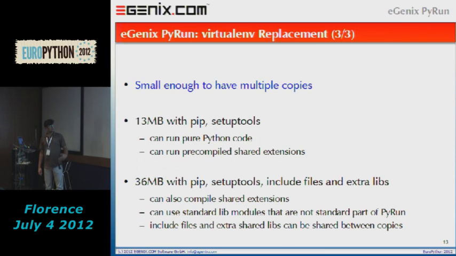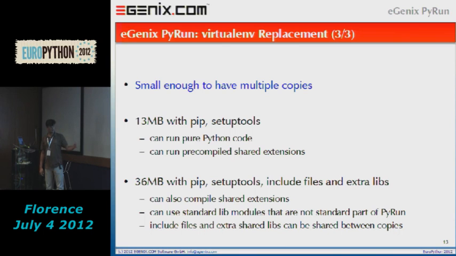And then, of course, it's small enough to just have multiple copies. If you want to install Pyrun with pip and setup tools installed, it's just 13 megabytes. And you can run pure Python code, precompiled Python code, and precompiled shared extensions for Python. You can use just standard Python extensions that were compiled for, say, Python 2.7 and run them with Pyrun. There's no difference there. What you cannot do is compile extension modules using that setup.